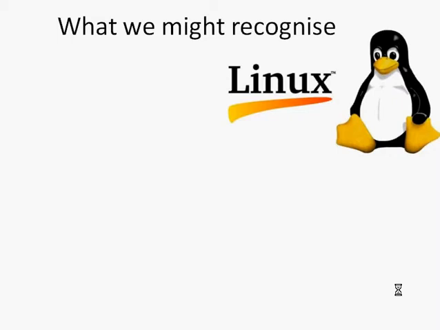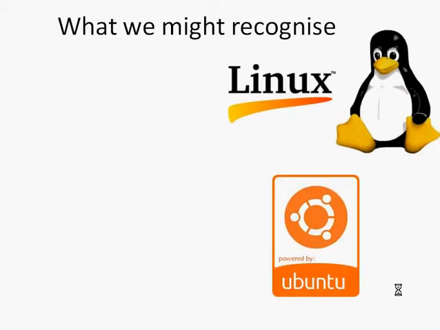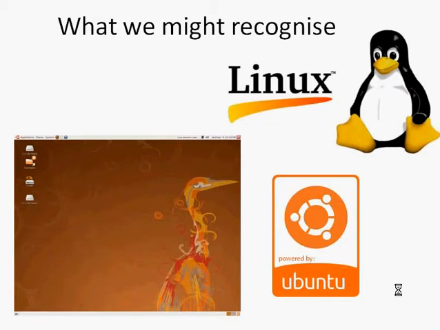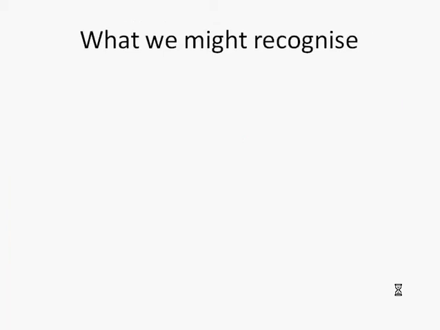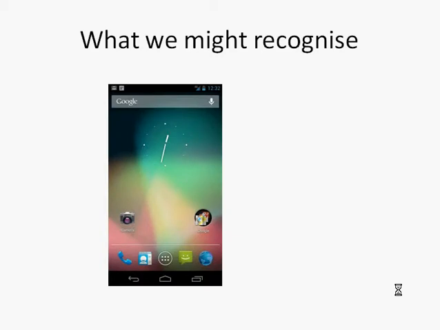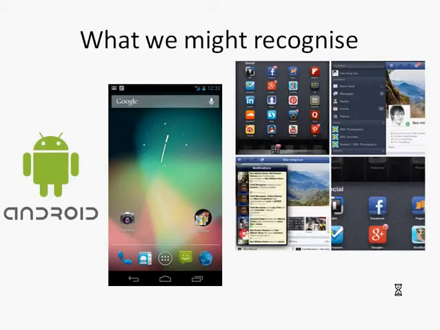Linux is generally a free operating system, so is therefore very popular, and comes in different what we call flavors, such as Ubuntu. And there's a screenshot of Ubuntu there, and that version of Ubuntu has got a nice name, which is Hardy Heron. We also might recognize operating systems on mobile devices. So there's the Android operating system, or the iOS operating system for iPhones.